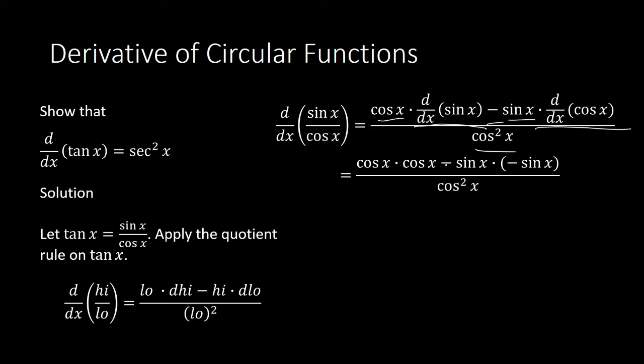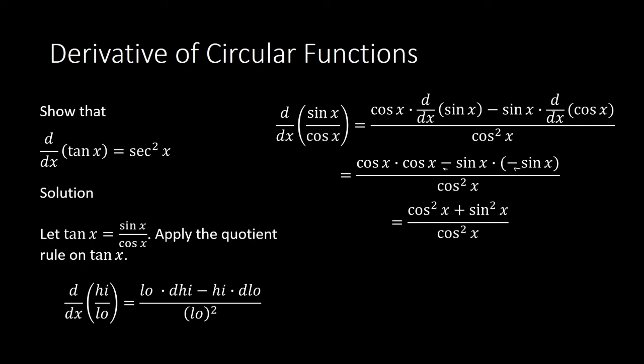What is the derivative of sine of x with respect to x? It's cosine of x. And then minus sine of x times, what is the derivative of cosine of x with respect to x? It's negative sine of x. And so that is minus negative, so it's going to be plus. So you're going to have a change in sign there.